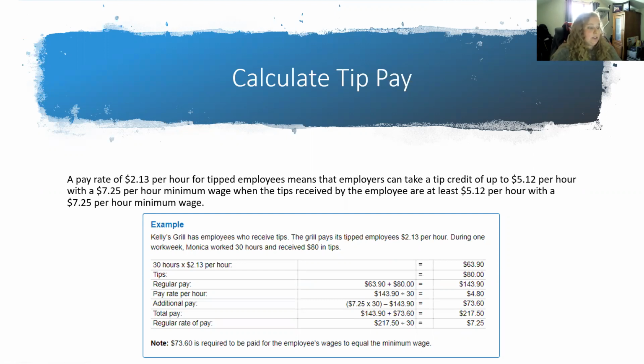So the employer has to make that up to her to make sure that she is paid the minimum wage of $7.25 per hour. So she gets an extra $73.60 from the employer to make sure that she got up to that minimum wage. If she had made more in tips, the whole idea is that she wouldn't have been owed any more from the employer because she would have made enough in tips. Does that make sense?